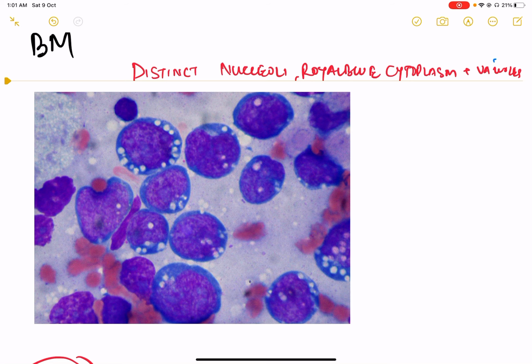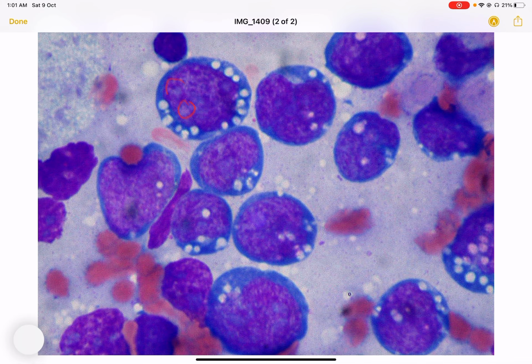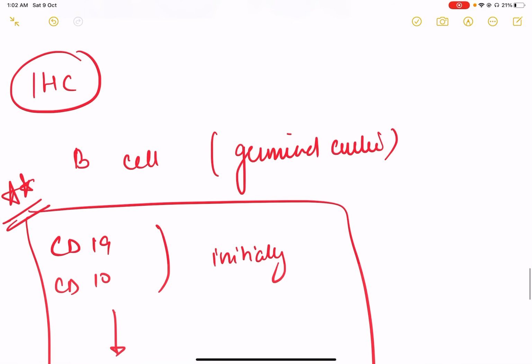Now, in the bone marrow, we'll see lymphoblasts, and they will have distinct nucleoli. As you can see, they are distinct nucleoli. Then they will have royal blue cytoplasm. This color is royal blue, with vacuoles that will be present, as far as the bone marrow and the blasts in the bone marrow are concerned.